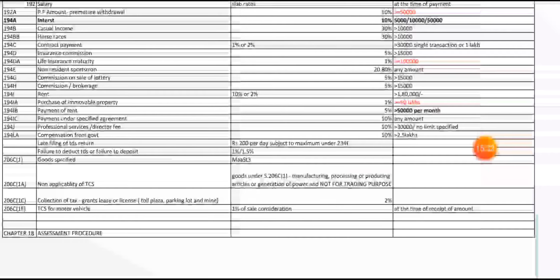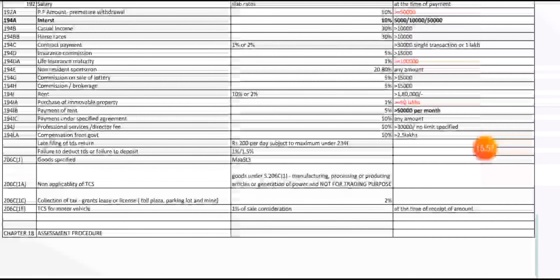Tendu leaves, timber obtained under forest lease, timber obtained under any other mode. Okay, tendu leaf is 5%. The two timbers are 2.5%. Now there is one mistake. MA is only 1%. The other A, any other, is also 2.5%. Okay, I have missed that point. So this is the TCS percentage.